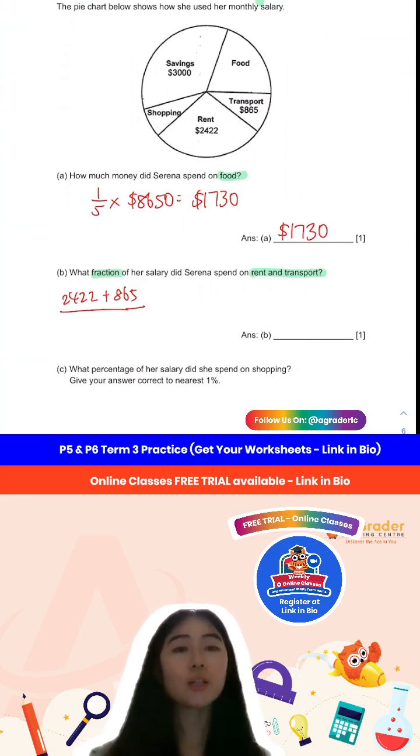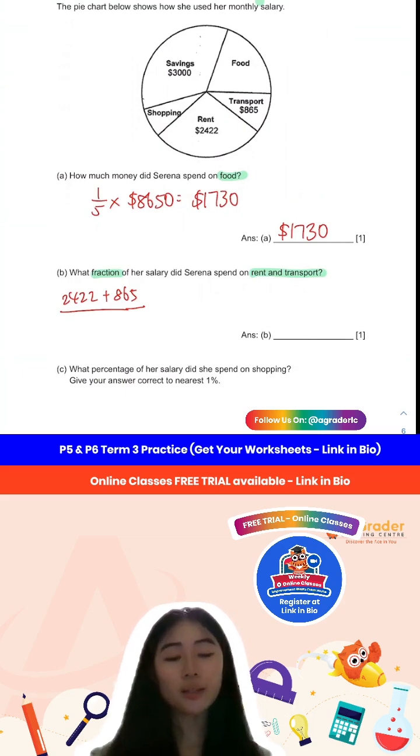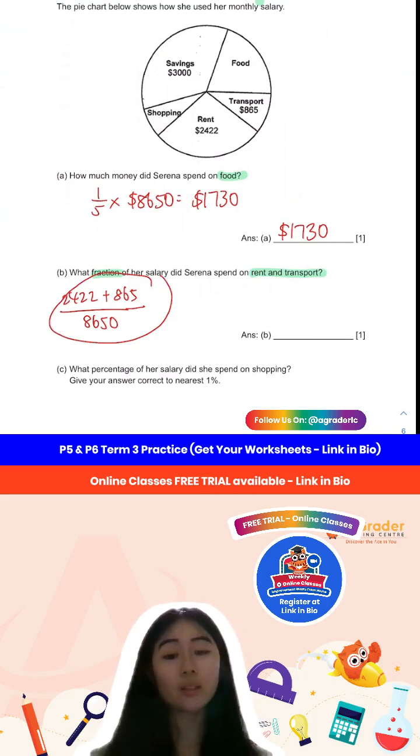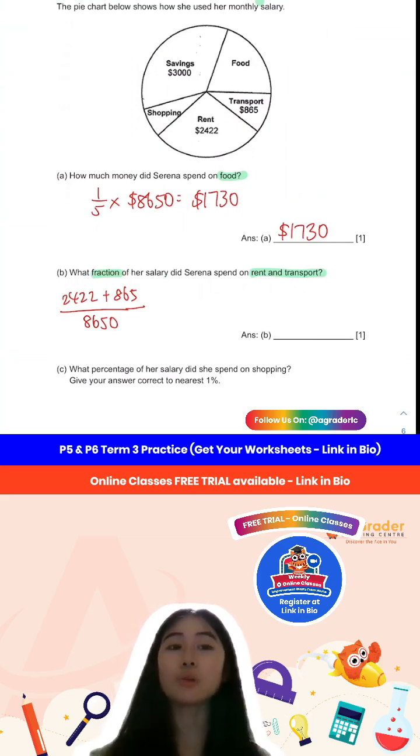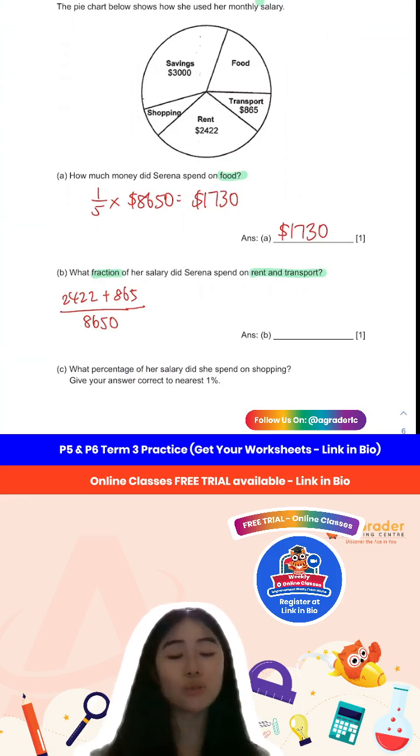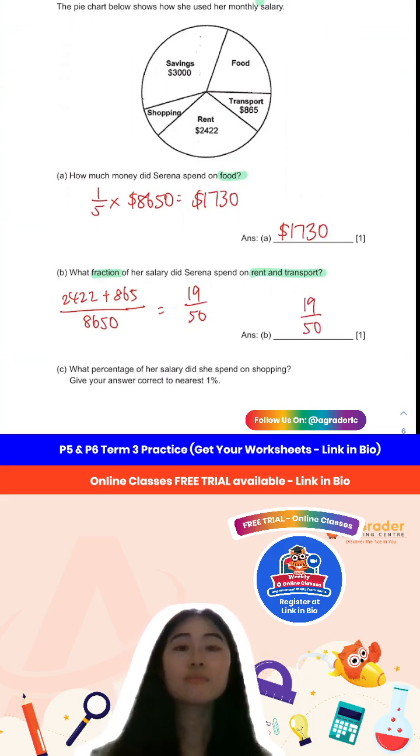Your denominator is always the total. So that is 8650. Actually, all you need to do is key this into your calculator and press the equal sign. The calculator will simplify for you, right? It will give you the simplest form, which is 19 over 50. And that's the answer. So the calculator does the work for you.